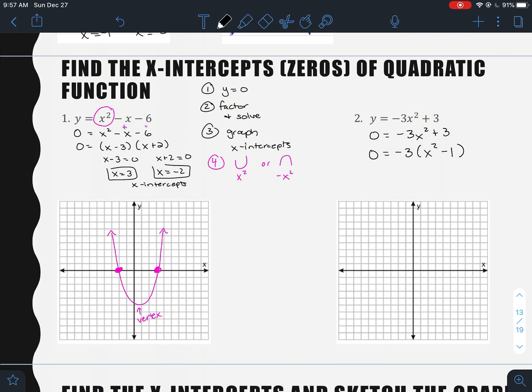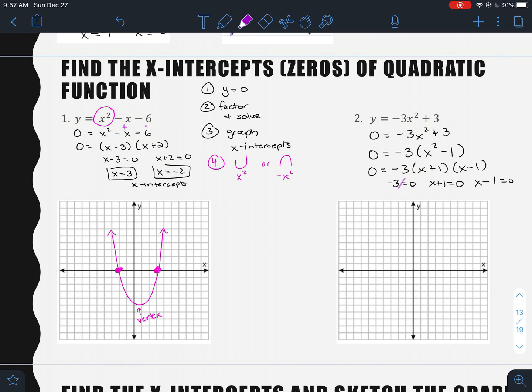Well, what do they have in common? They have a 3. I'm going to factor out a negative 3, and then we would have x squared minus 1. And now notice x squared minus 1 is a difference of 2 perfect squares, so it'll be x plus 1 and x minus 1.